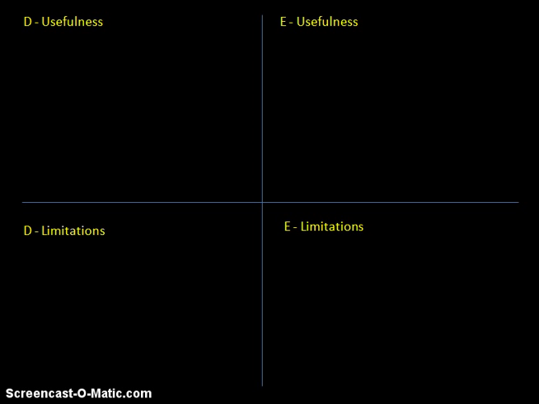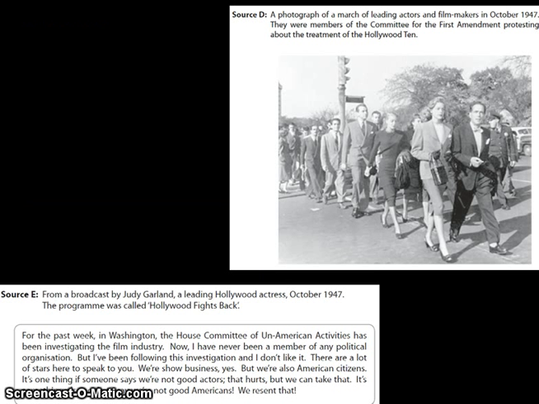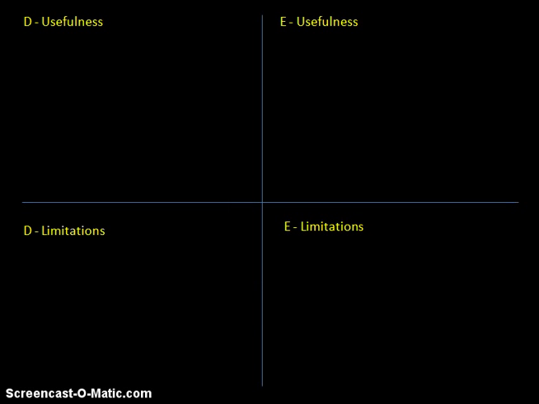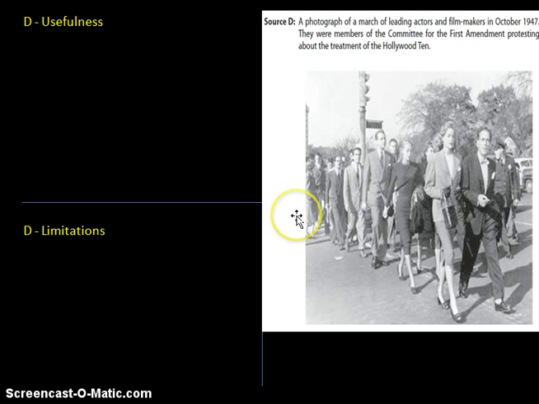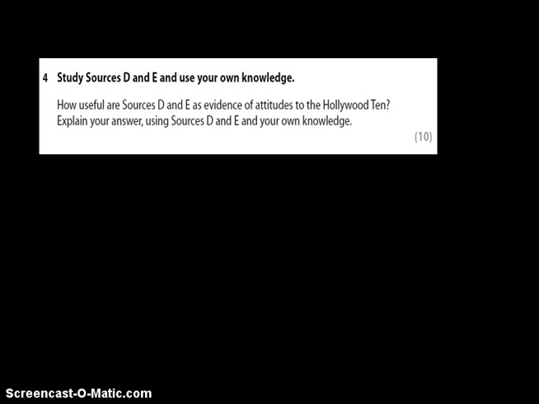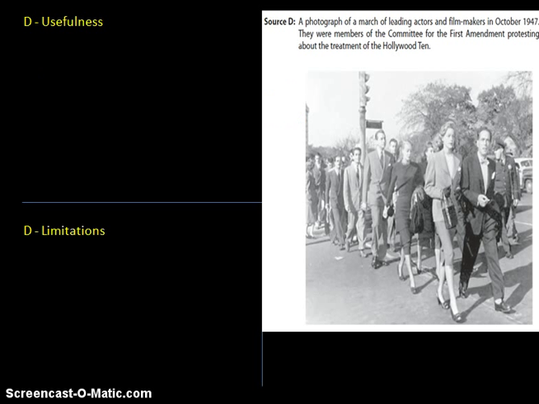So as I mentioned with the previous question, it would help if you do have a copy of the sources in front of you while we go through how I would analyse the sources. But I do actually have a copy of the source on each slide, and I'm hoping that you can see that. So the first thing that we're going to do is think about why D is useful for attitudes towards the Hollywood 10. That's the other important thing. You've got to make sure that you know what the focus is. So how useful are they as evidence of attitudes towards the Hollywood 10?